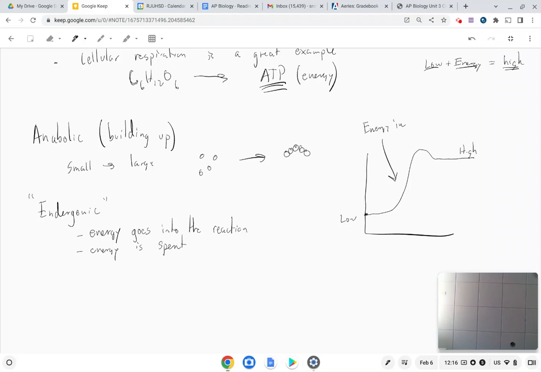Why does energy have to be spent? Because we're going against entropy. Remember, you guys, this is what we just talked about. Entropy, the second law of thermodynamics says that if you're going to go from order to disorder, that won't require any energy. It'll happen naturally. But if you're going to go from disorder to order, like we're doing here, we're going to have to add energy to the system. Add energy. So that's what we do.